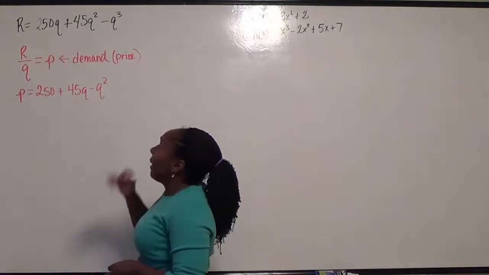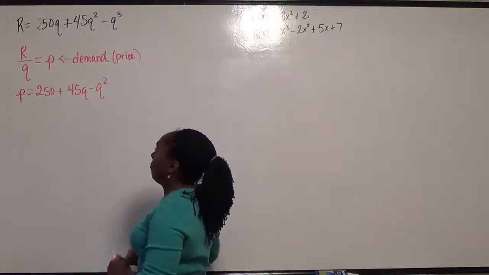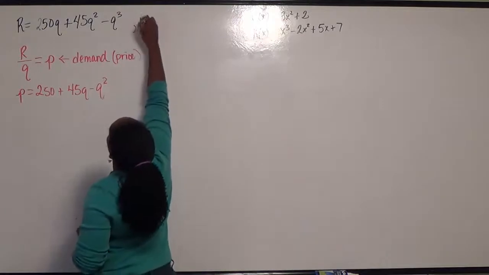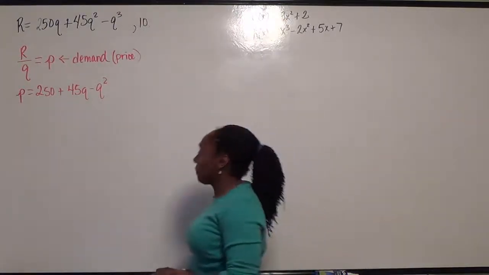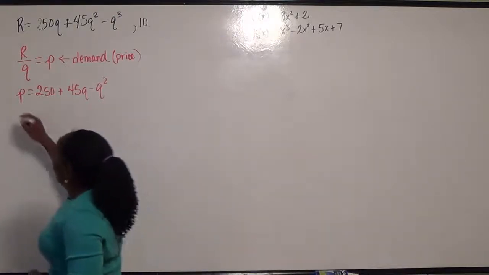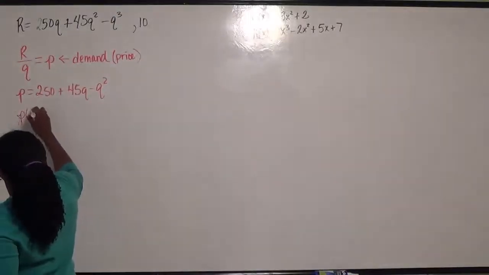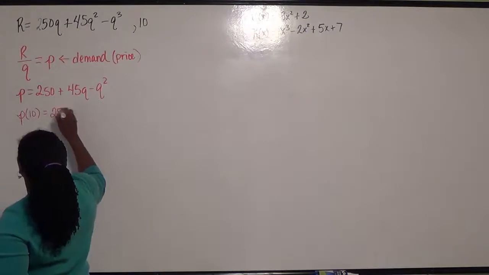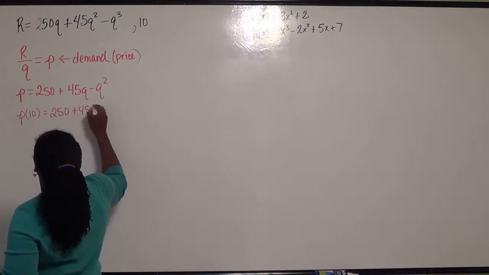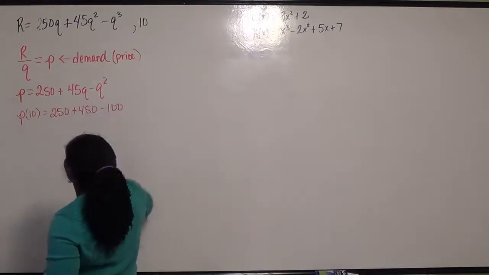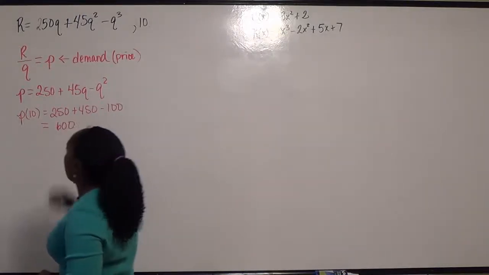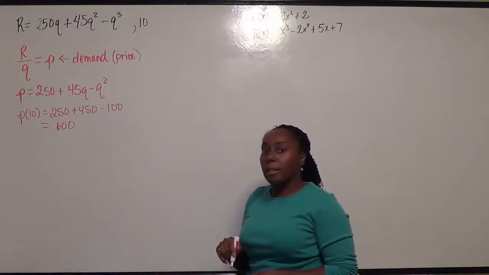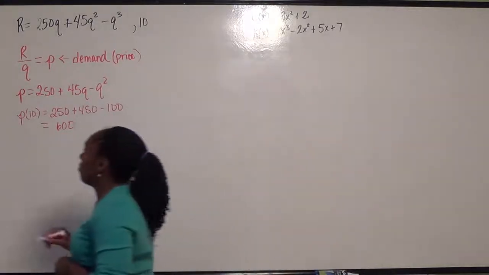Okay. And again, let's say we do this at 10 units. So just like the last one, let's plug in at 10. Okay. So my P of 10 is going to look like 250 plus 450 minus 100, which looks like 600. Okay. And we'll talk again about what that means in just a second.